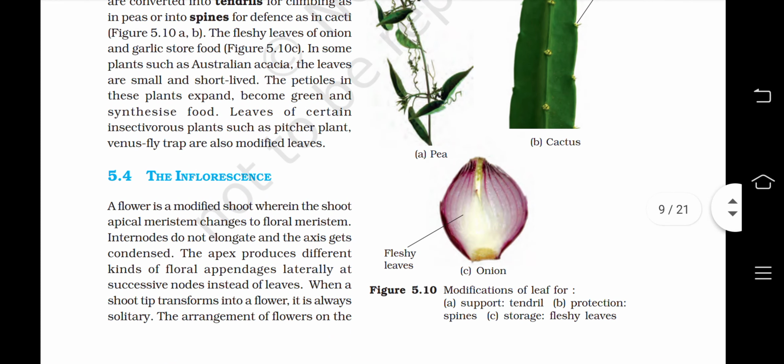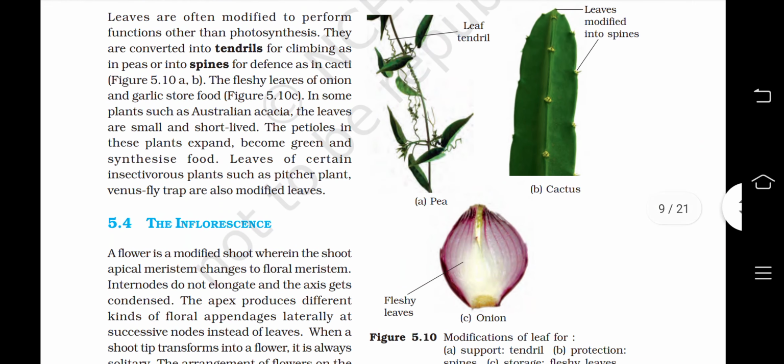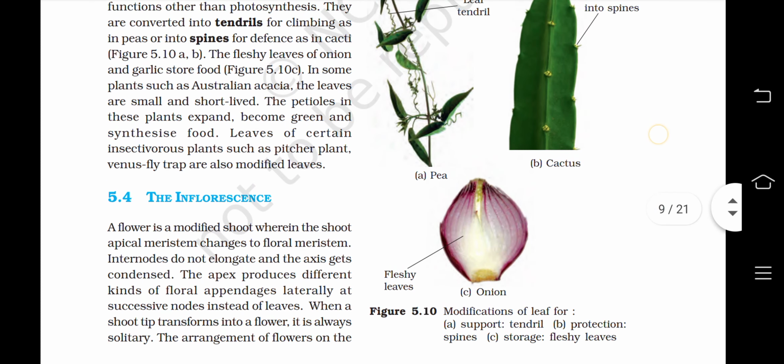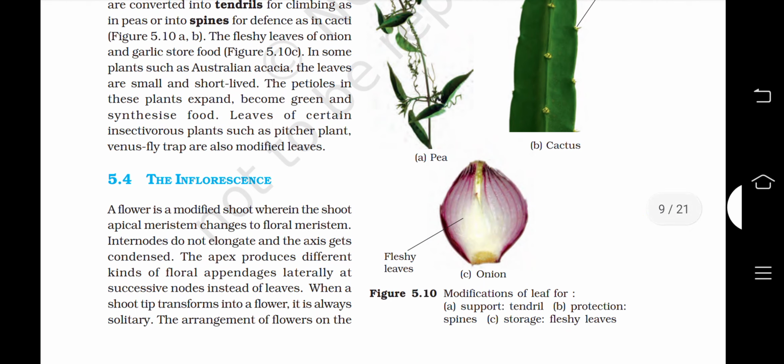Look at figure 5.10, modification of leaf. A is a support tendril, which is an example of pea. B is protection spines, which is in the cactus diagram, and C is a storage kind of thing, fleshy leaves in the onion, or Allium cepa.